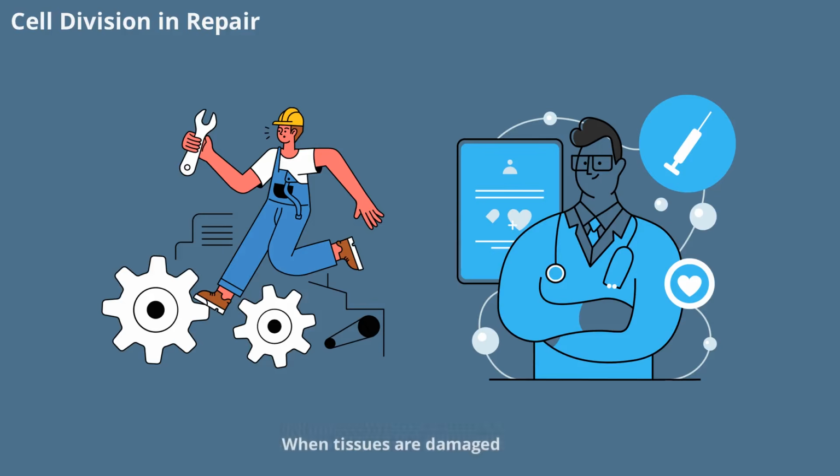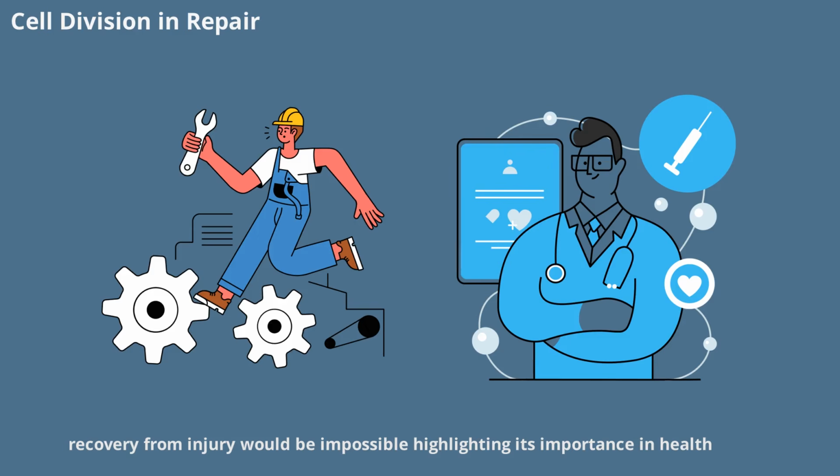When tissues are damaged, cell division steps in to replace lost or injured cells. This repair mechanism is vital for healing wounds and maintaining tissue integrity. Without cell division, recovery from injury would be impossible, highlighting its importance in health.